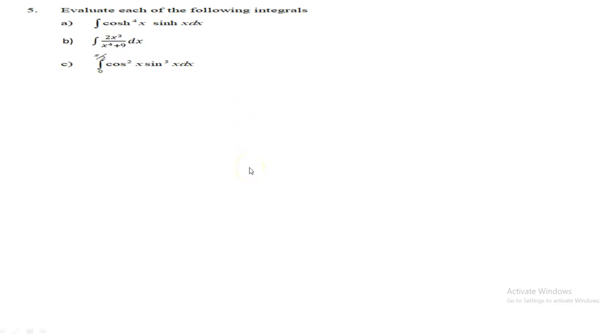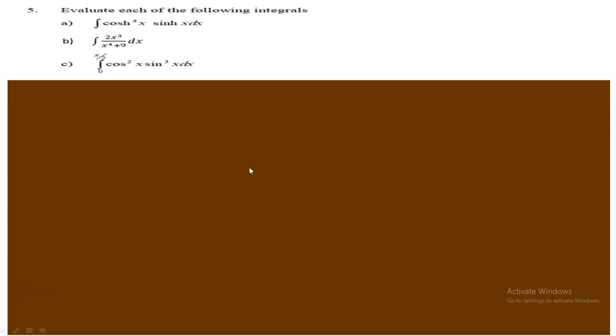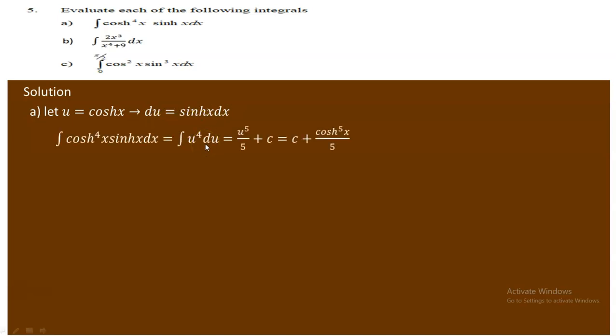So simple. What we need to do is apply those important techniques of integration. For the first one, use integration by substitution. Let u be cosh of x. Its derivative with respect to x is sinh x dx. So this is the question we are having.